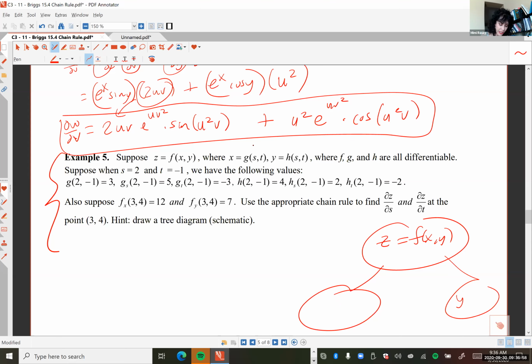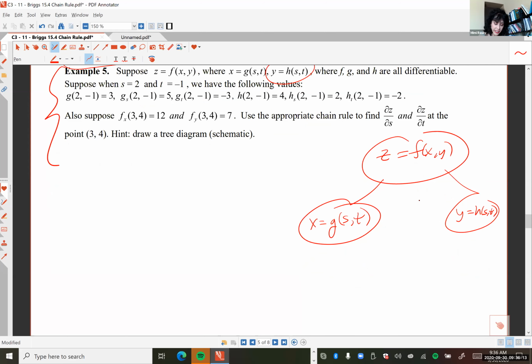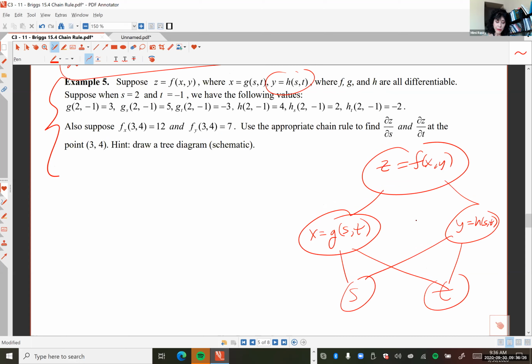So x is also going to go by his nickname g, and that g is a function of 2 variables, s and t, and y is a function of 2 variables, and his alternate name is h. Now, s and t are the independent variables, and they're the ones driving the bus. So both x and y are dependent on those 2 independent variables. Okay, here's my diagram.